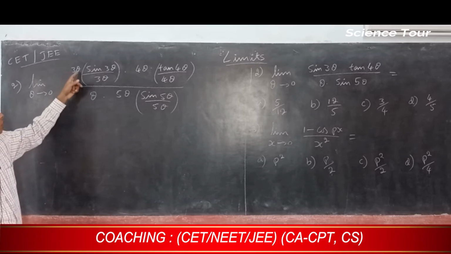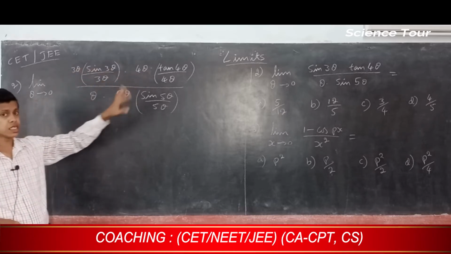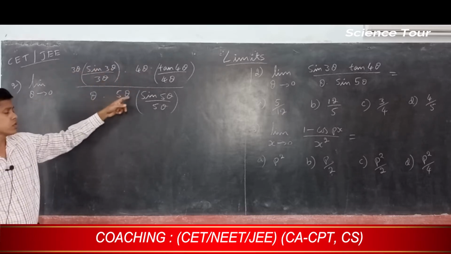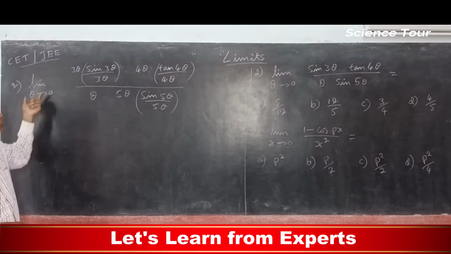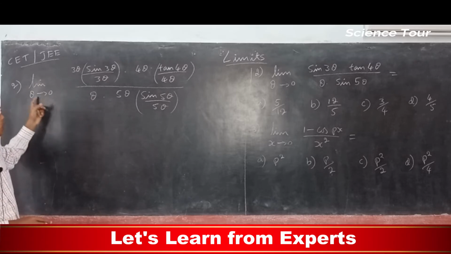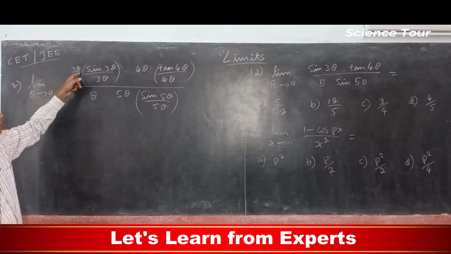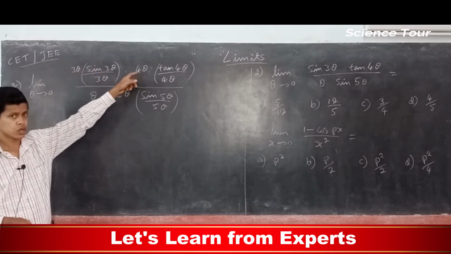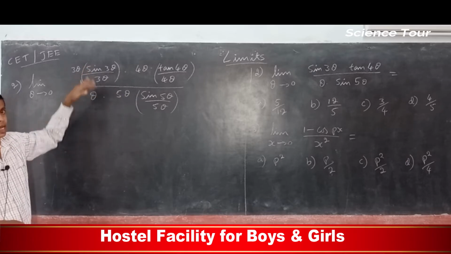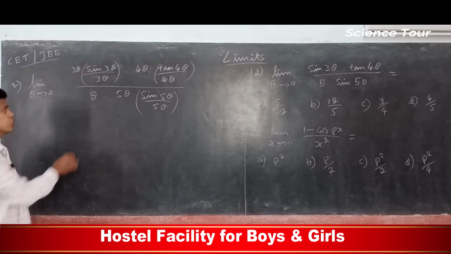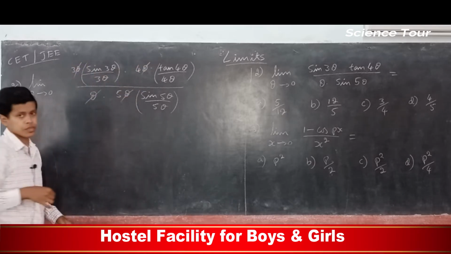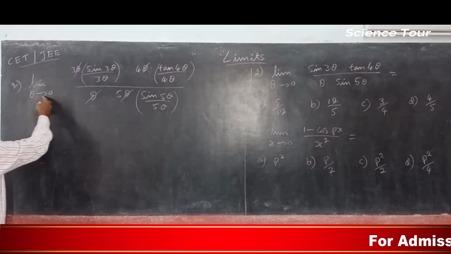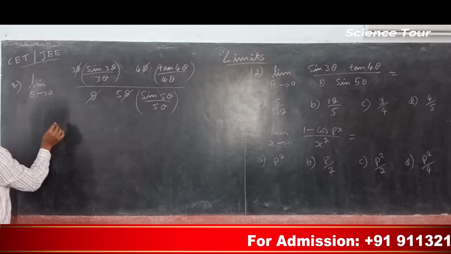Here you have got theta into theta, that is theta square, and this theta into theta, that will be theta square. So, that must be cancelled before you apply the limit, otherwise what will happen? As theta becomes 0, this part will be 0, and this part also will be 0. So, you will get 0 by 0. So, you should not have this theta term. Now let me take the limit separately.